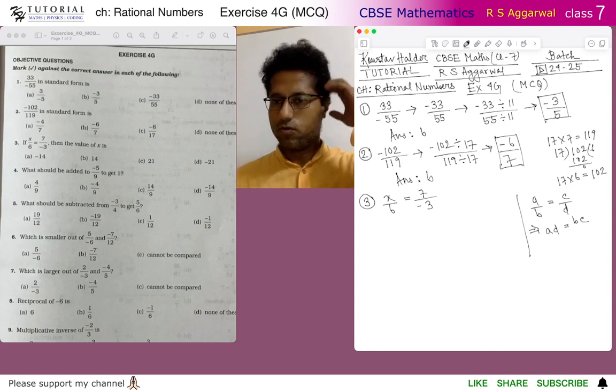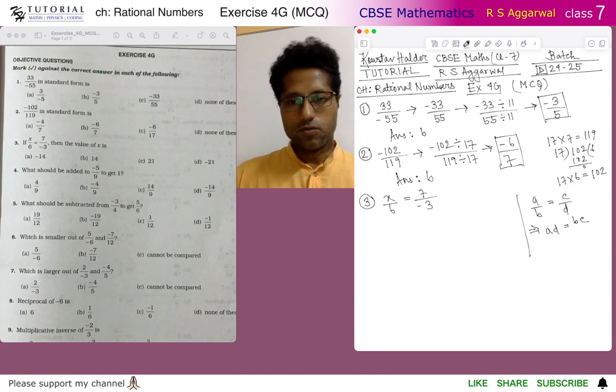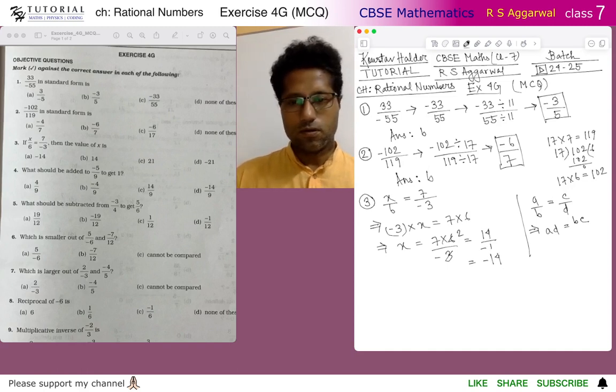So for two rational numbers a by b and c by d, if they are equal, then the cross products are also equal. If we apply this concept, we can say that minus 3 into x equals 7 into 6. This implies x equals 7 into 6 by minus 3, which is 14 by minus 1. This is minus 14. So x is minus 14. So the answer is choice A.